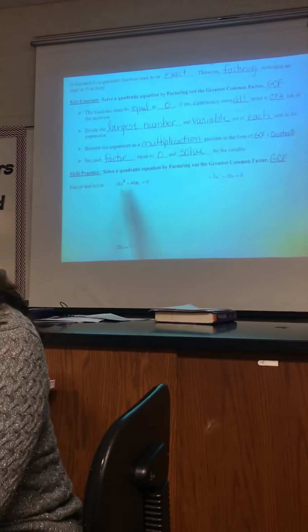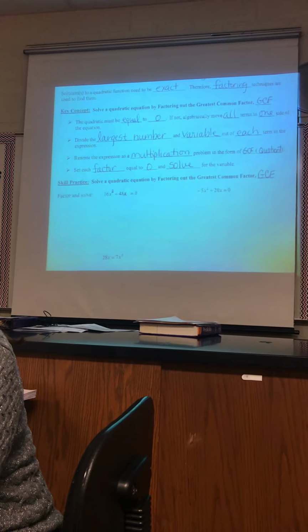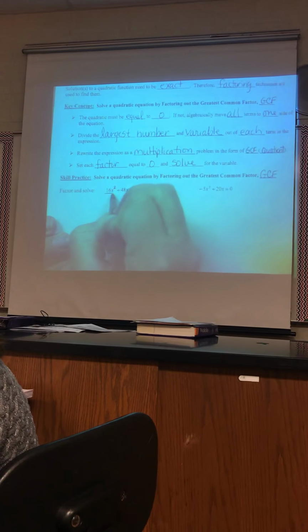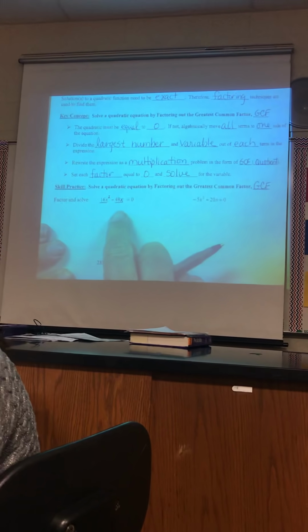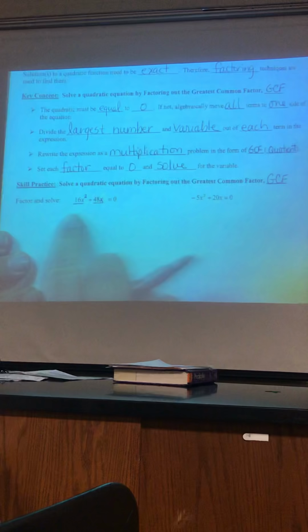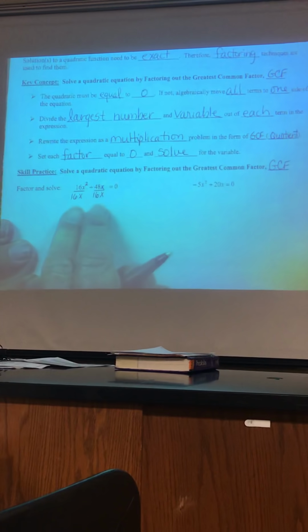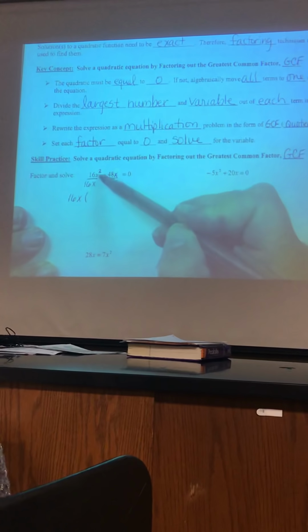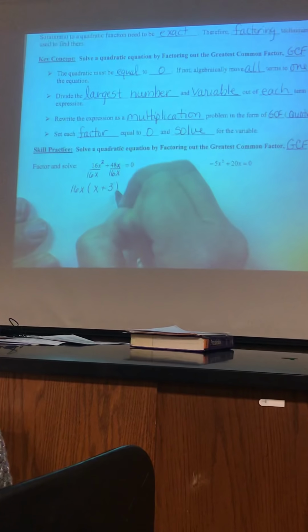So when I look at this first example, do I have everything on one side and equal to 0? I don't have to move anything, it's already set up for us. What is the largest number I can divide out of 16x squared and 48x? What is the most variables I can divide out of both? So in this problem, I can divide a 16x out of each term. So 16x is my GCF. Now, when I divide by 16x, my quotient is x plus 3.